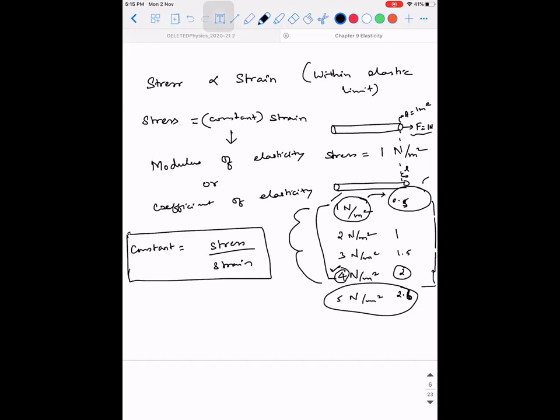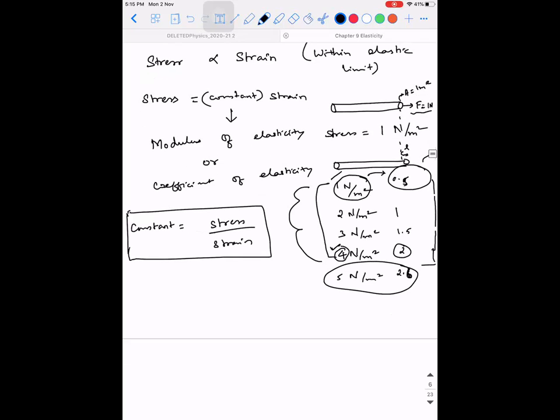In this example, the constant is 0.5 within the elastic limit. What did I say the constant is? It's stress by strain. You are doing strain by stress. Stress is in Newton per meter square. Stress divided by strain: it is 2. The constant is 2 Newton per meter square. And that constant is what is called the modulus of elasticity.